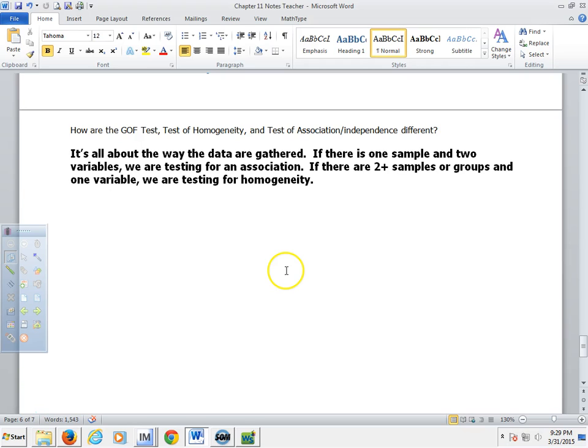First and foremost, a goodness of fit test we're going to perform if we just want to know if one categorical variable from one group has a distribution that it is claimed to have. It's one group, one variable. That's your goodness of fit.